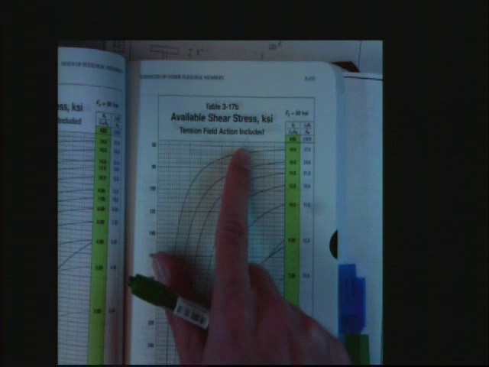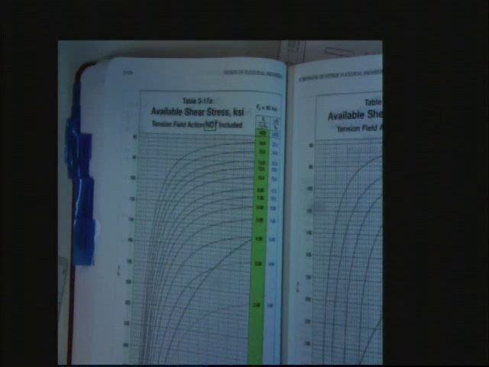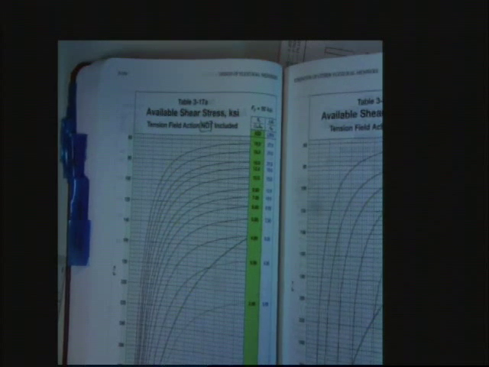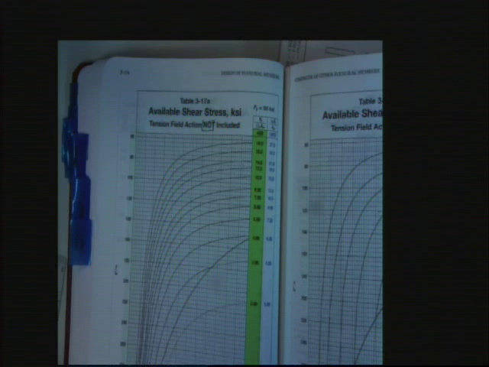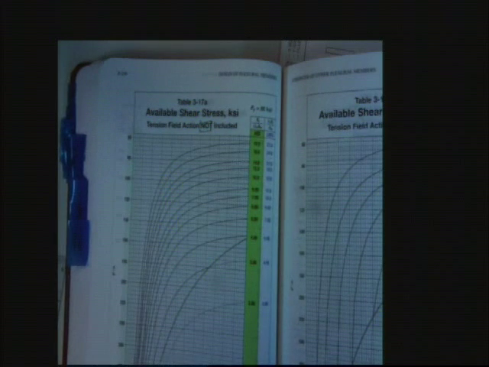Am I going to be able to use tension field action in every single place in my beam? No. Where can I definitely not use it? The last panel. So technically, I would need to do this all again on this chart and figure out what my spacing would need to be for that last panel. Would you expect that spacing to be larger or smaller? Shouldn't it have to be smaller? Because we're not going to get as much benefit from the tension field action. So we're going to need things to be closer together to keep the unbraced length, or the buckled length, smaller. Yeah?